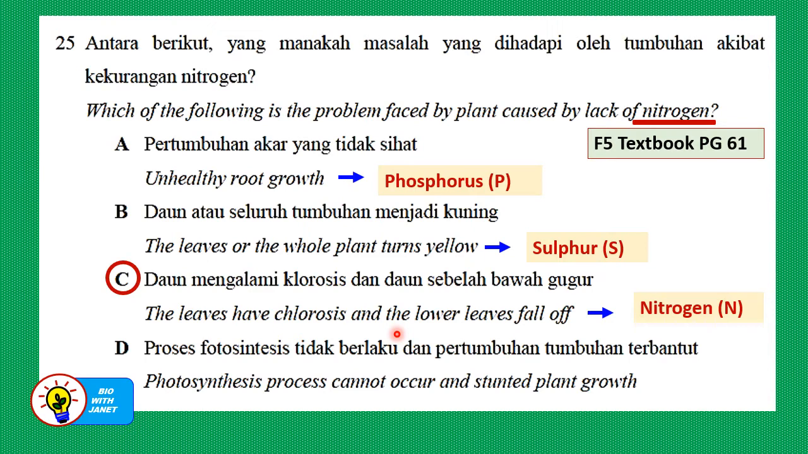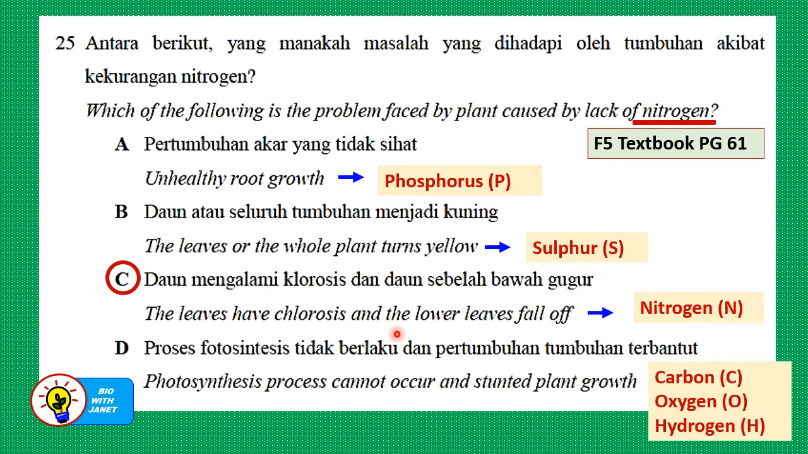Now D, photosynthesis process cannot occur and there's stunted plant growth. Okay, this is caused by a lack of carbon, oxygen or hydrogen. Carbon, oxygen or hydrogen. All right, so the answer is C. You can check up the symptoms or the effects of deficiency in your textbook, okay, on this page.